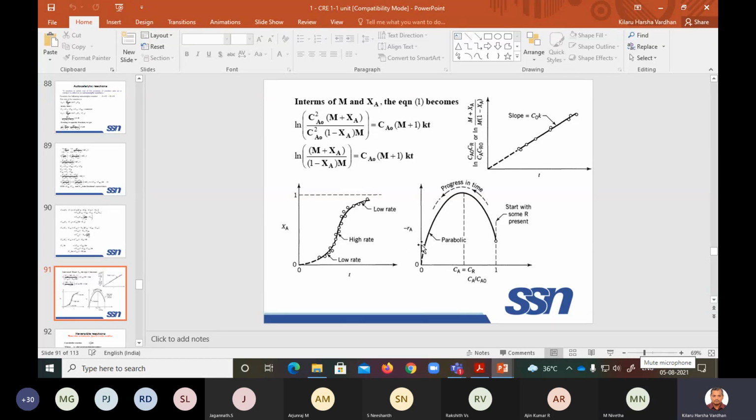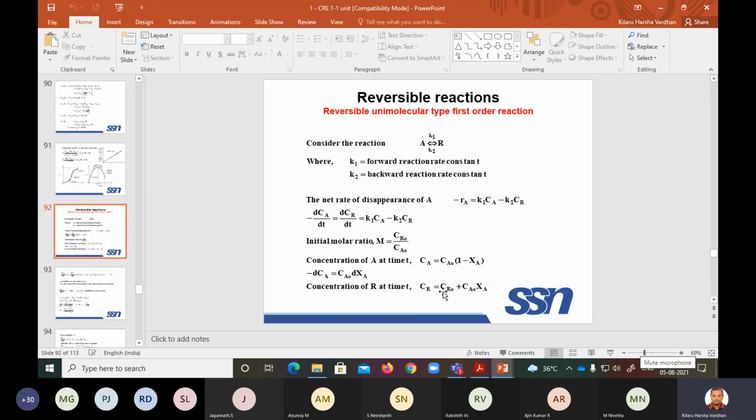Is it clarified or do you still want more? Plus CA naught into XA. Why are we putting this? Because CA naught XA is nothing but CR naught XR. That is what we did earlier. If the number of moles is the same, how much A has disappeared, that much R is formed. That is what we got earlier, right?